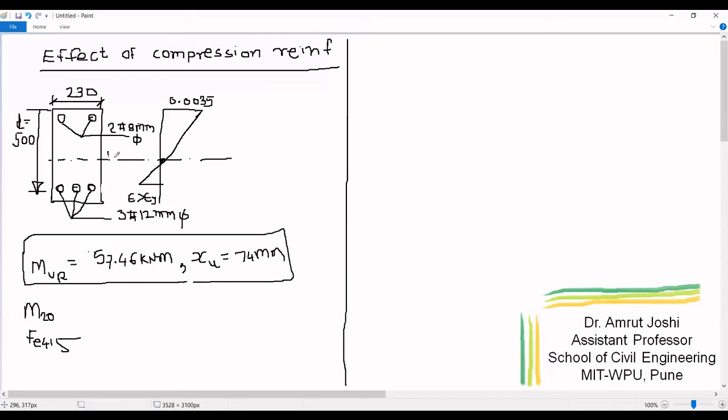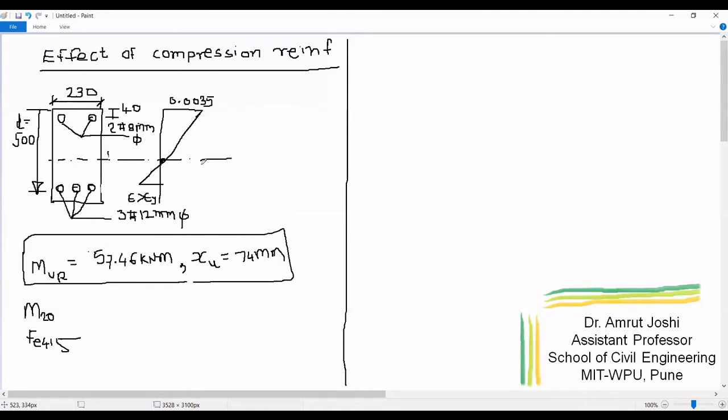We will see later that these 2 bars provided as a compression steel are called anchor bars and we cannot have their diameter less than 12 mm. But for time being, let us consider that we have provided compression steel as 2 bars of 8 mm diameter. And let me say that the distance of centroid of this compression steel from extreme compression fiber is 40 mm. So this distance is 40 mm.